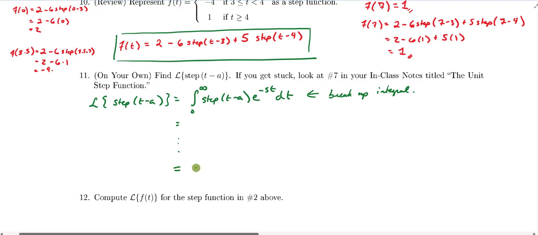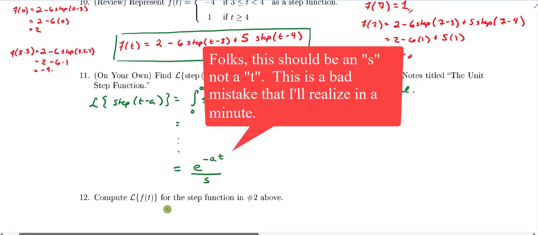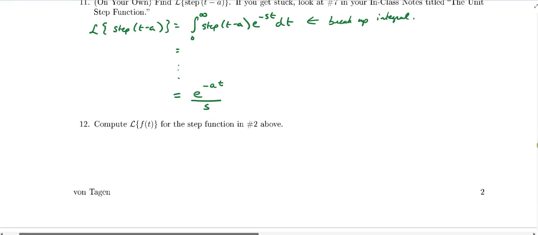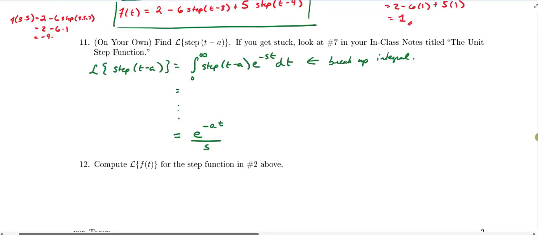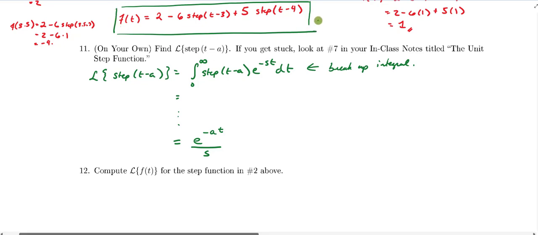So folks, your work should show that we end up with e to the minus a t all over s when we do that computation. So now let's go ahead and compute the Laplace transform. Using this information, let's compute the Laplace transform of the step function up above here that I've boxed in green. So if we're going to compute the Laplace transform of that f of t, that's the Laplace transform of 2 minus 6 step t minus 3 plus 5 step t minus 4.